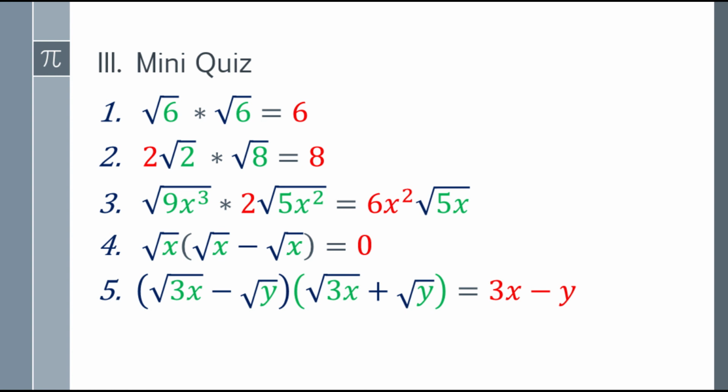And number 4, the square root of x multiplied to the quantity square root of x minus square root of x is 0, because square root of x minus the square root of x is 0. And the last item is the quantity square root of 3x minus square root of y, multiplied to the quantity square root of 3x plus the square root of y. The answer will be 3x minus y. It is a difference of two squares.